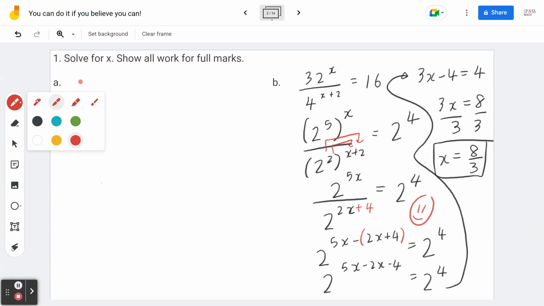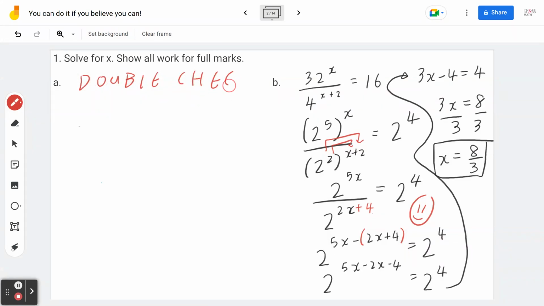So again, in a different color, I'm saying you can double check, which means you plug in x equal to 8 over 3. So on the left-hand side, we look at this and we say 32 to the power of 8 over 3 divided by 4 to the power of 8 over 3 plus 2. So I'm going to grab the calculator. I hope you're doing this with me. Here we go. I turn it on.